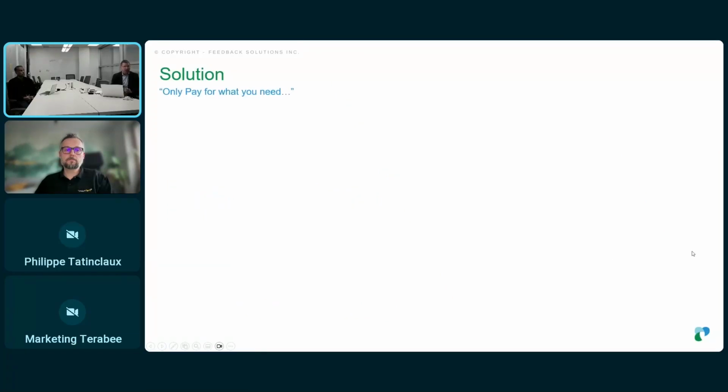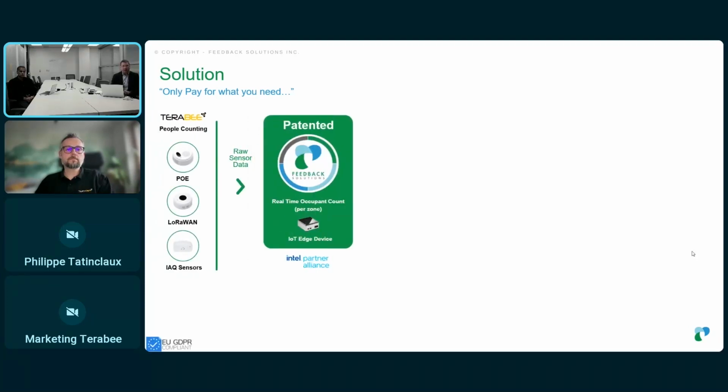So it's possible we stole this phrase from a very ubiquitous advertising campaign that people would recognize in North America: only pay for what you need. So to Philippe's point, the current state of the art in the built environment in many cases is using proxies at best for what the actual occupant count is in a building. So it's still a blind spot. It's still a very, very important missing ingredient in terms of what building operators and managers are able to achieve in optimizing the heating, ventilation, and air conditioning systems.